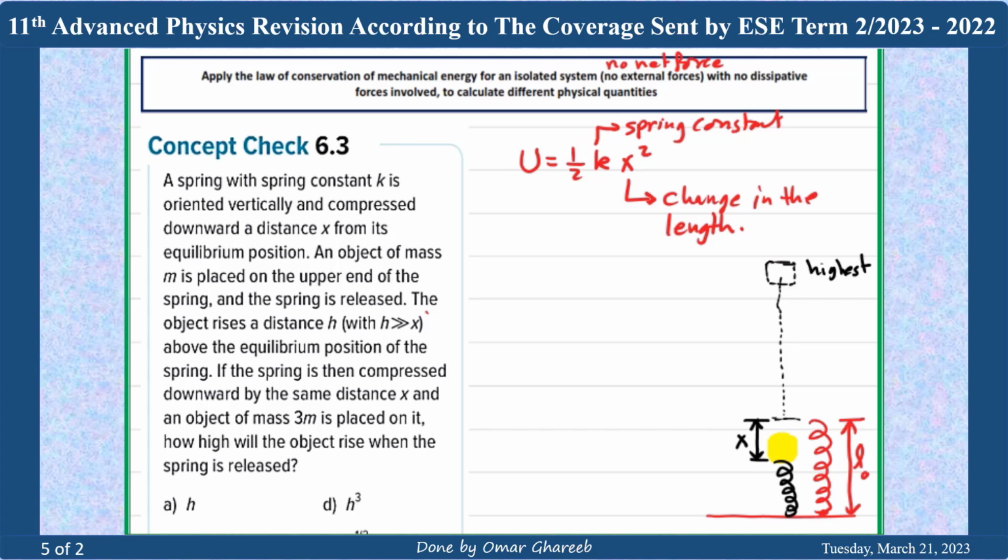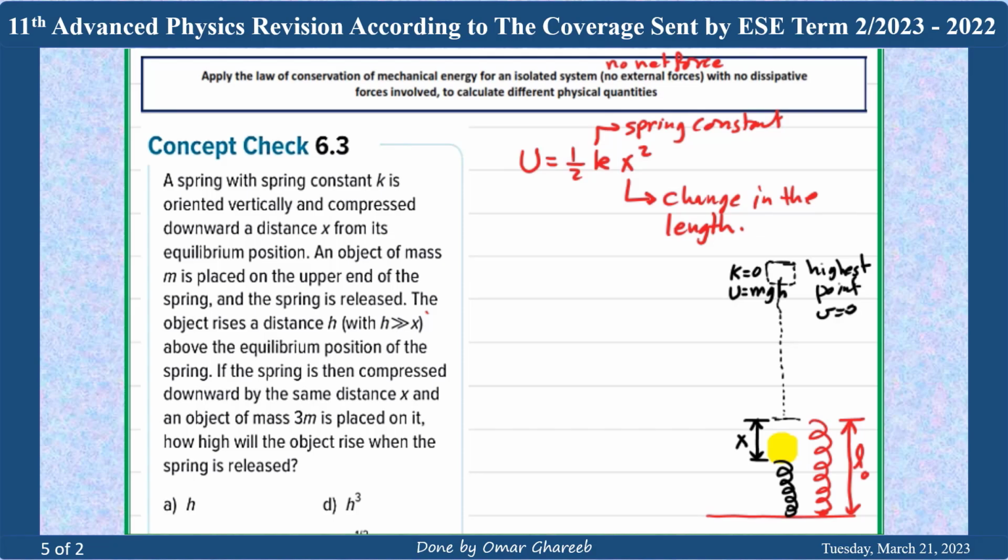You know what is the meaning of the highest point now, right? It is V equals 0. So the kinetic energy here is 0. The potential energy is the total mechanical energy, which is mgh.